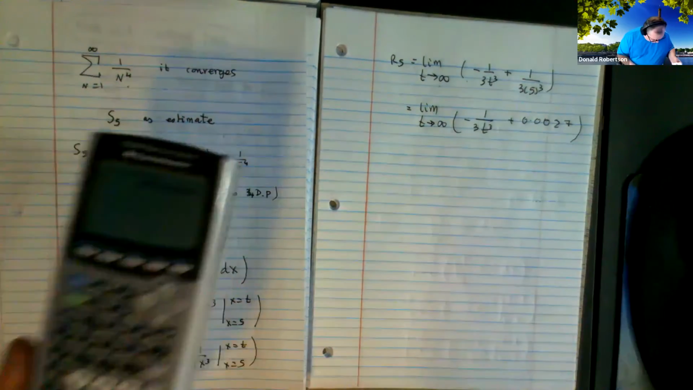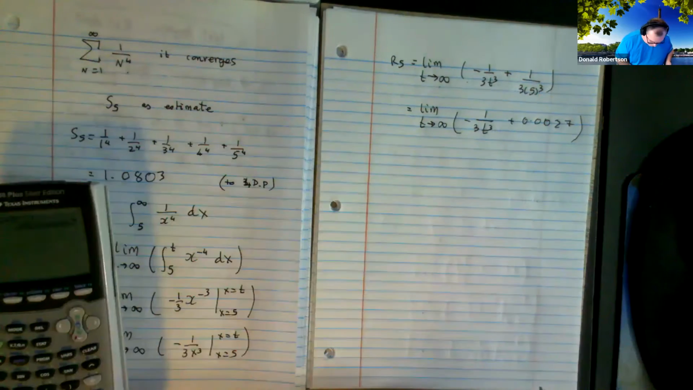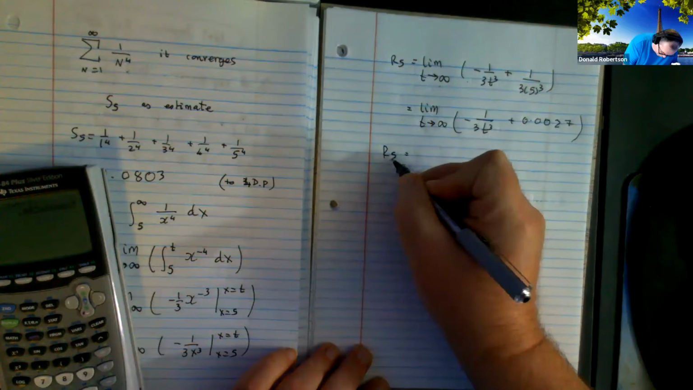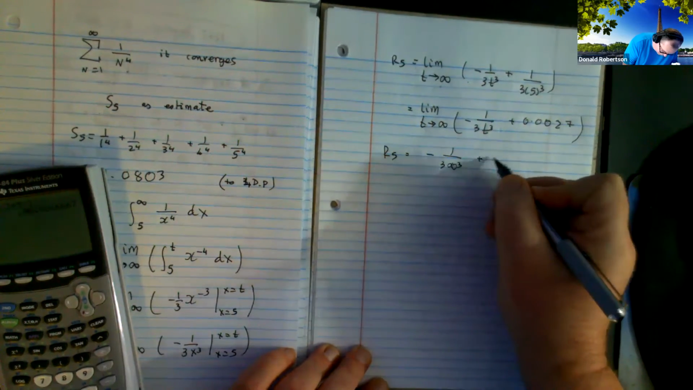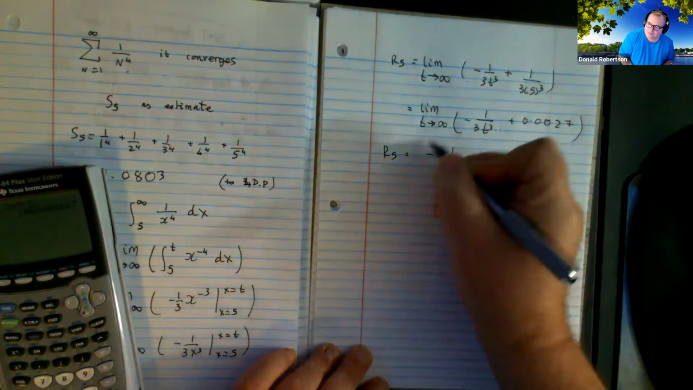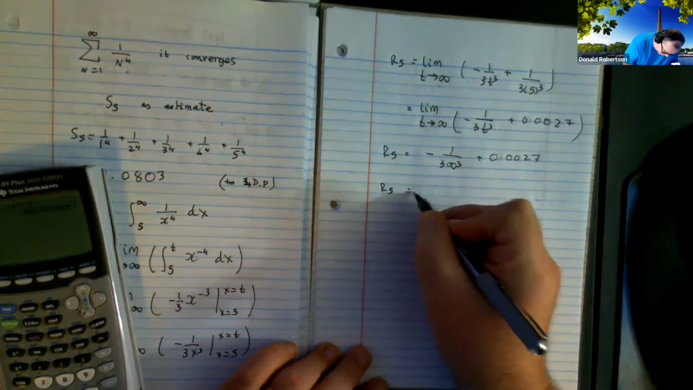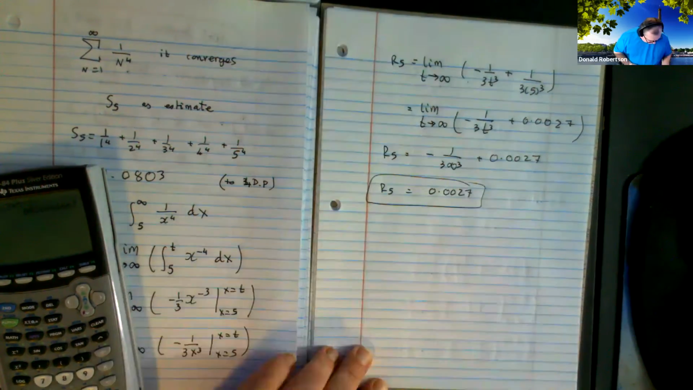right? Does that match my other accuracy? What's that guy going? Yeah, 4 decimal places. Yeah, that'll work. Now, brute force, negative 1 over 3 times infinity cubed plus a very small decimal. Would you agree that's 0? 1 over infinity. So there's R5. Put a little box around that so I can find it.